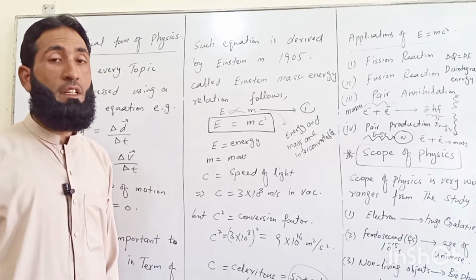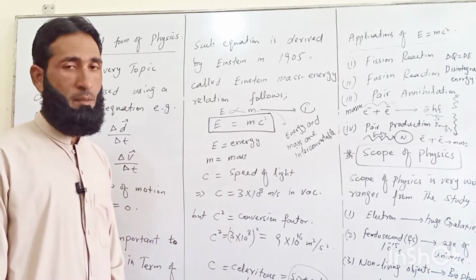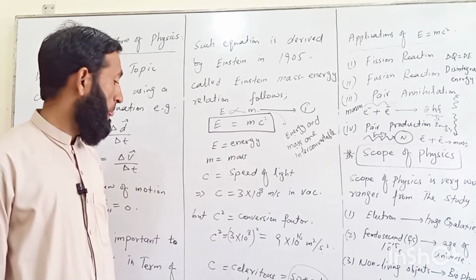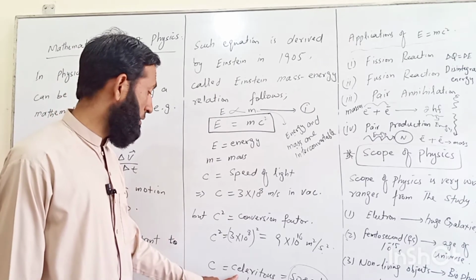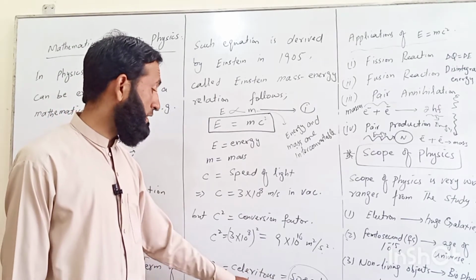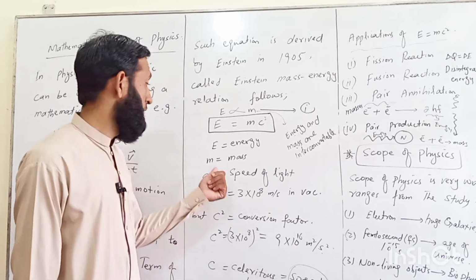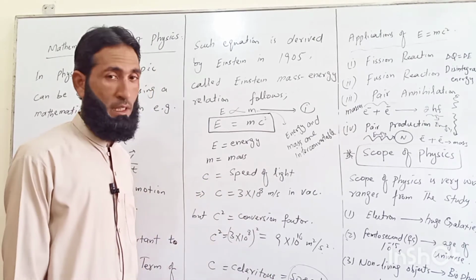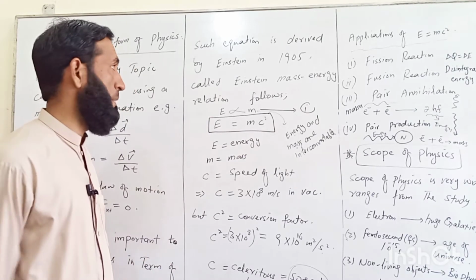So a question arises: what is c? Why do we write c for the speed of light? C is basically the abbreviation of a Latin word celeritas. That Latin word means speed. Therefore, c represents the speed of light, which is constant in vacuum and changes with the medium.